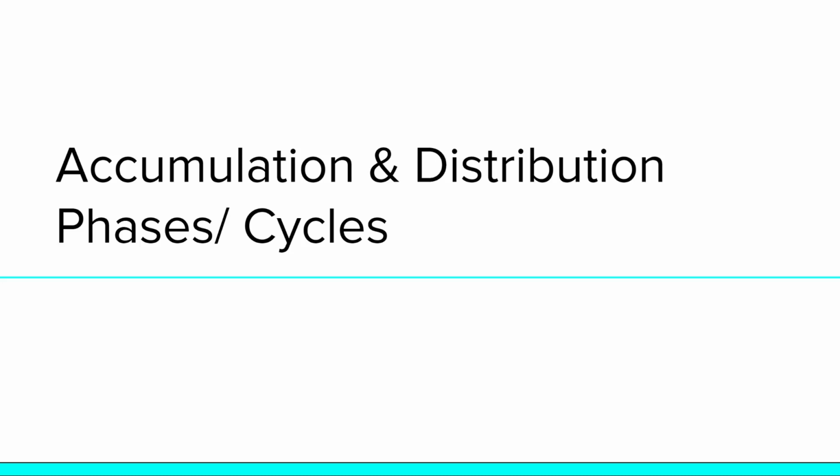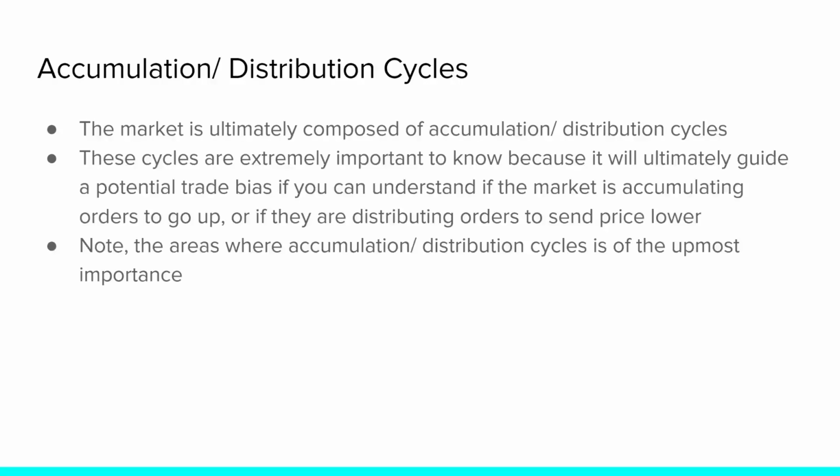Okay guys, so we're going to get into accumulation and distribution phases / cycles. The market is ultimately composed of accumulation and distribution cycles. These cycles are extremely important to know because they will ultimately guide a potential trade bias if you can understand if the market is accumulating orders to go up or if they're distributing orders to send price lower.